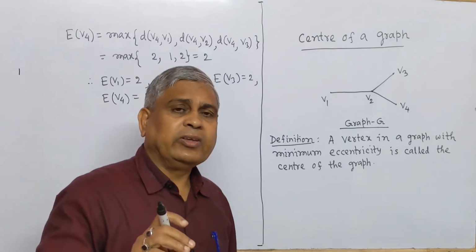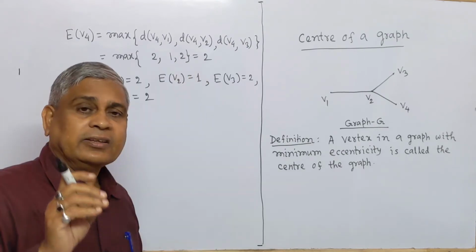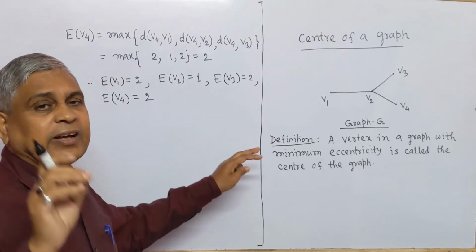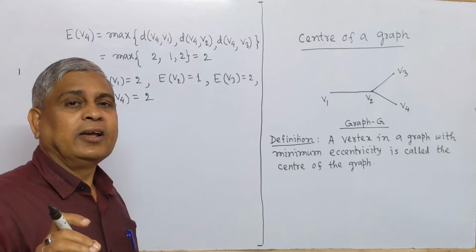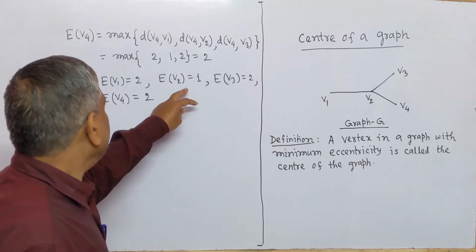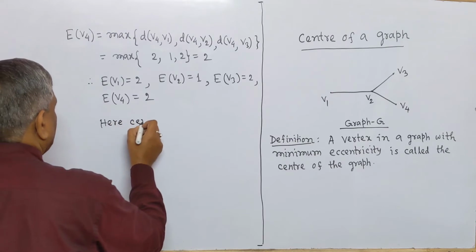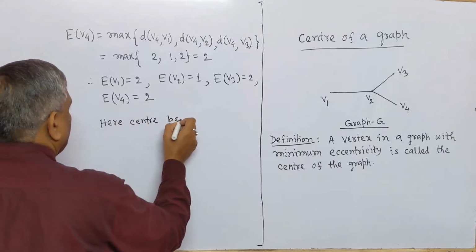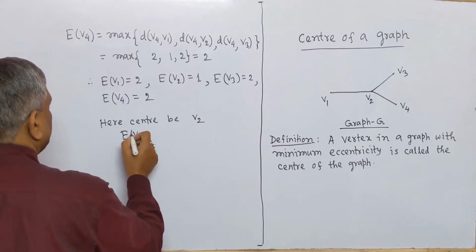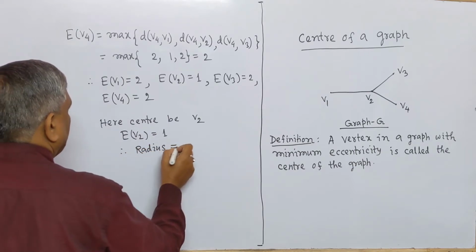Now we use another term, radius of a tree. The eccentricity of the center of the tree is called radius of the tree. Here center is vertex V2 and eccentricity of V2 equal to 1. Therefore radius equal to 1.